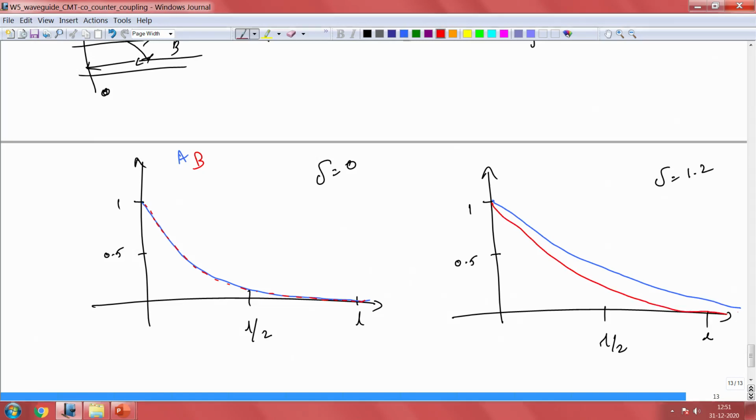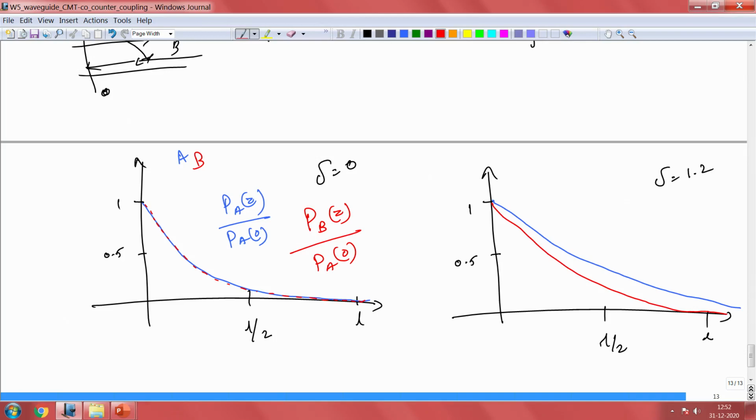So, this is all you will get. So, what is A? Your blue curve is nothing but PA z over PA 0, and your red curve is PB z over PA 0. So, this is how the power coupling is going to be.